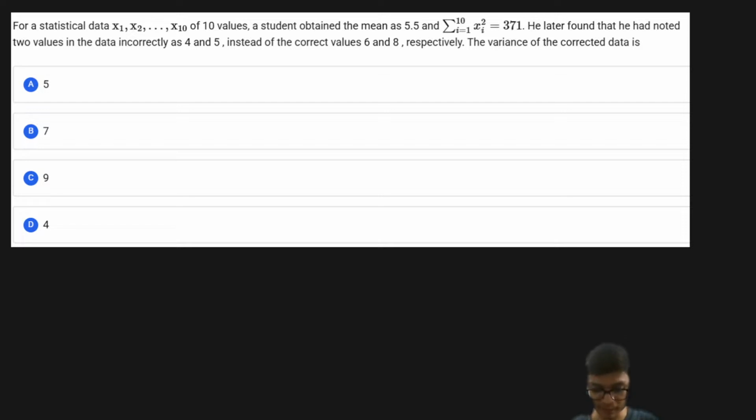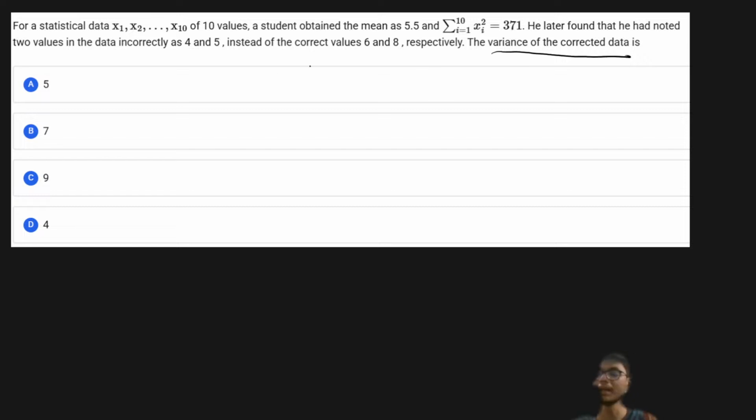The summation of xi square is equal to 371. Later he found out that he noted two data values incorrectly as 4 and 5, instead of the correct values 6 and 8. So he made a mistake: he took the values as 4 and 5 instead of 6 and 8. In that case he got the variance wrong, right?